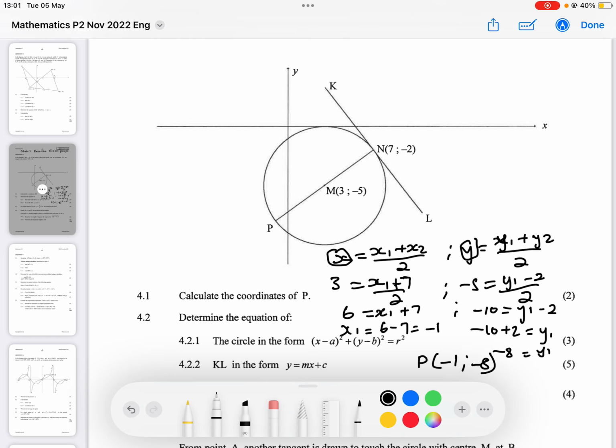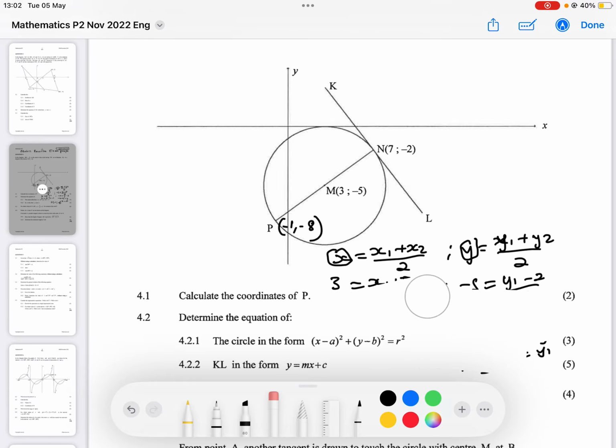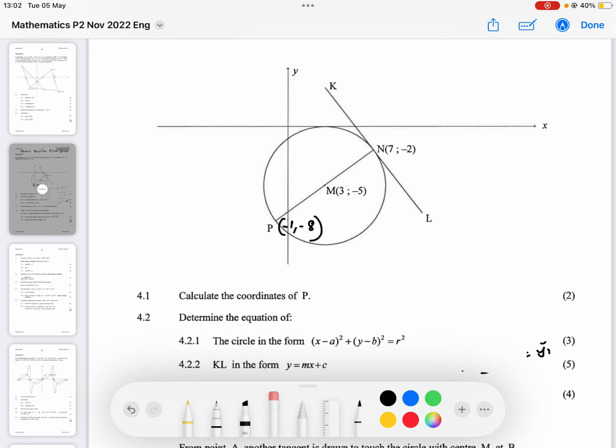Then after calculating, you need to put the coordinates in here: minus 1 and minus 8. And then good. Now let me erase here. 2 marks. We go down.